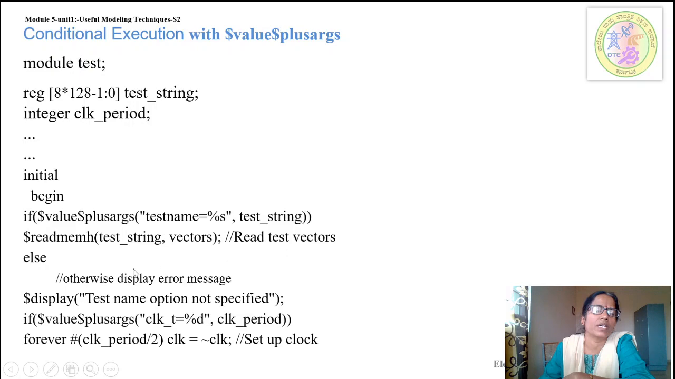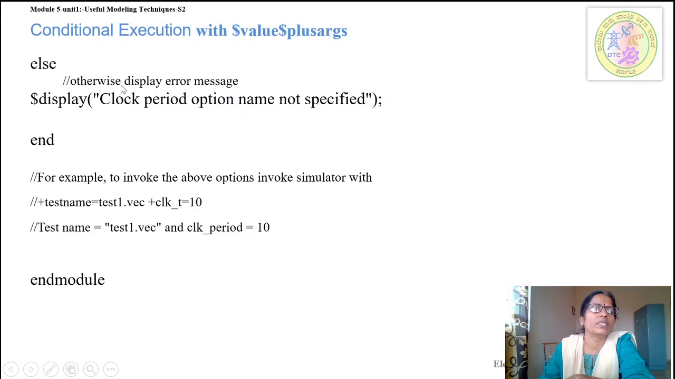Read the test vectors, else display the error: test name option not specified. If $value$plus$args clock period, we display the clock period. Forever clock period by 2, we divide the clock, not of clock, set up the clock, and else display the error message: clock period option not specified.